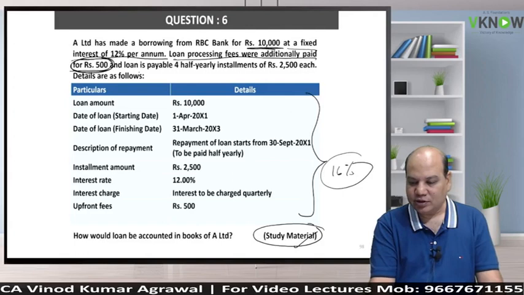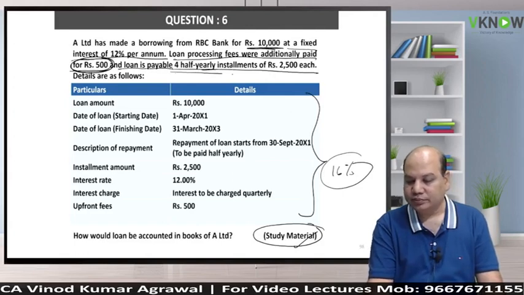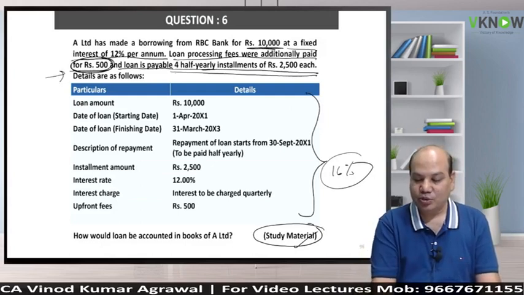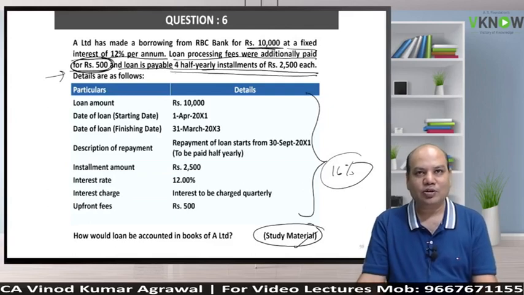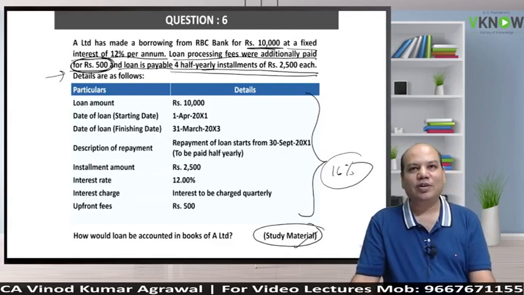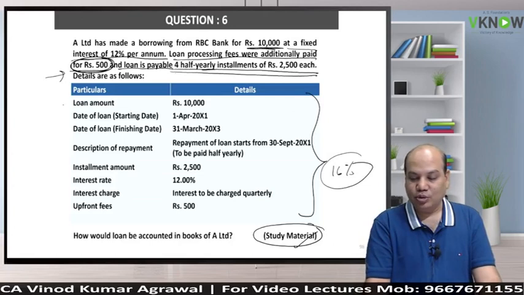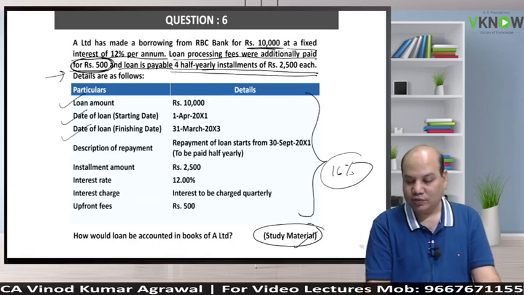The complication is this. The loan is payable in 4 half-yearly installments of 2,500 rupees each. So first of all, the student gets confused when it comes to a half-yearly problem. Okay, annual he can handle, but it is half-yearly. So computation of IRR will become slightly complicated. Don't worry. Just like you do annual, you do half-yearly. What is the harm? Treat one period as 6 months. Loan amount 10,000, date of loan, date of repayment.